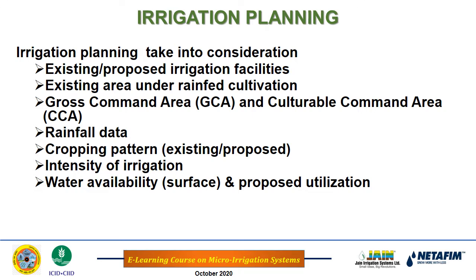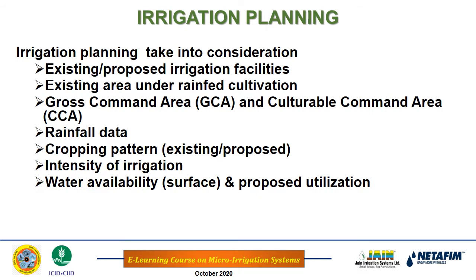In irrigation planning, we take into consideration the existing and proposed irrigation facilities, because that would give us some ideas about the areas and what irrigation facilities exist, if we want to modify them or provide to areas which are not covered by existing irrigation facilities. And the existing area under rainfed cultivation we also need to know, because that is the area which we would like to convert into assured irrigation, receiving assured irrigation.